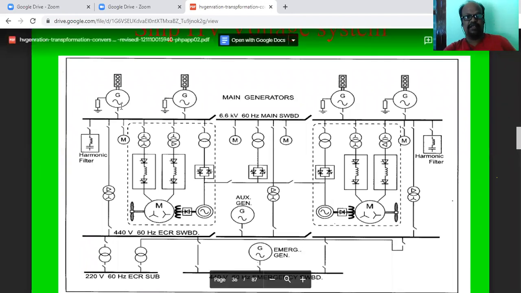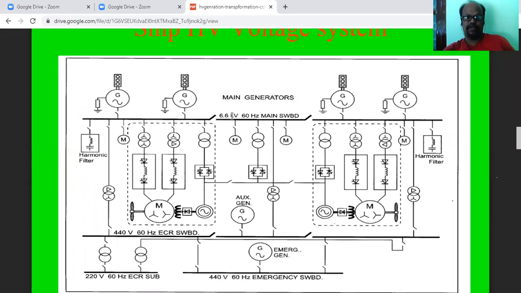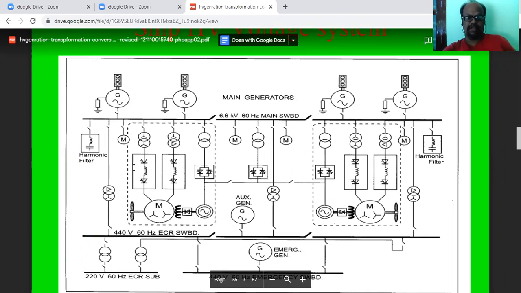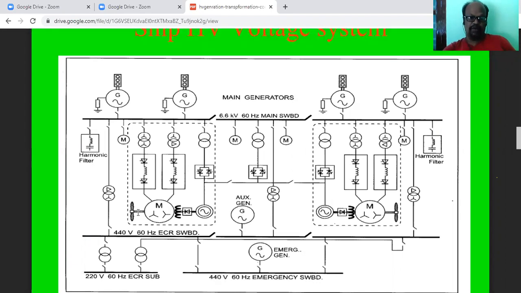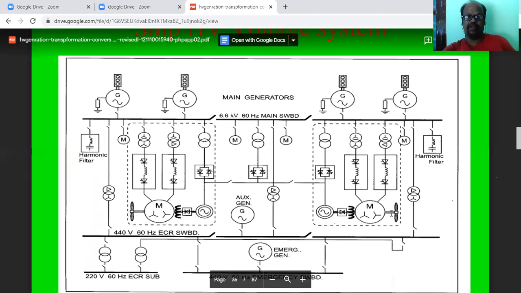So generating stations are there. Four different main generators are there. These are all connected to a common switchboard or bus bar, which is 6.6 kV 60 hertz. There are two propulsion motors. This is a minimum module. Two propulsion motors are there, say for example, one for this direction and another one for this direction.